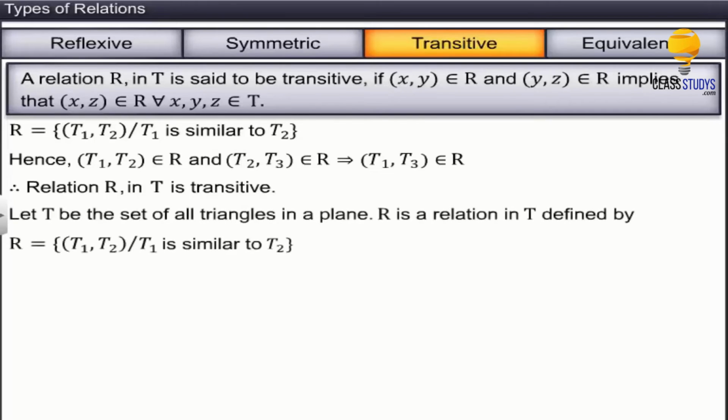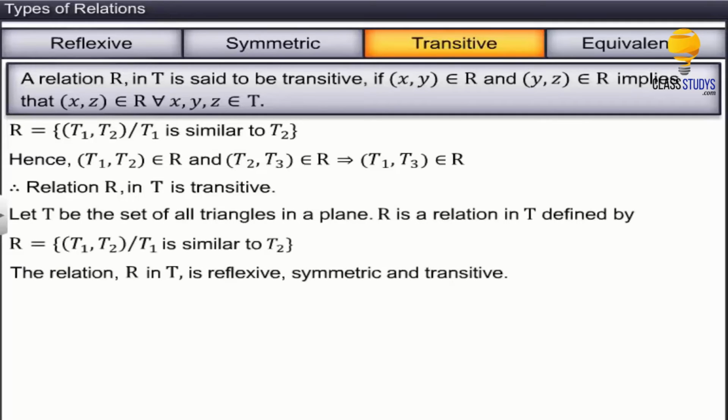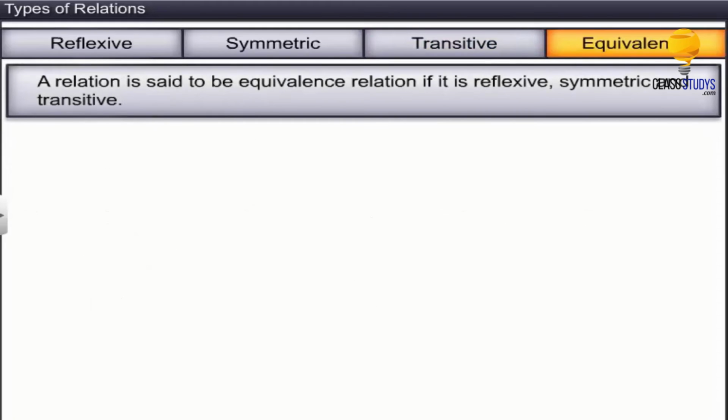Now, let's come back to relation R in set T. We observed that the relation R in T is reflexive, symmetric and transitive. Such a relation R in T is called an equivalence relation. Mathematically, a relation is said to be an equivalence relation if it is reflexive, symmetric and transitive.